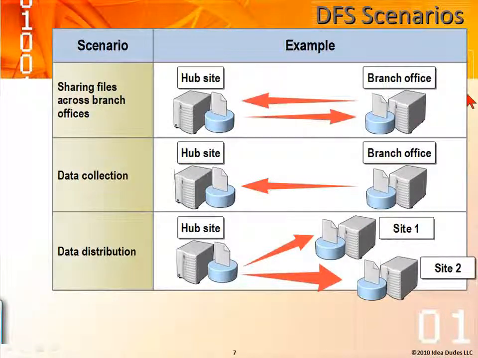So what are some of the DFS scenarios? Well, you can share files across a branch office, which is called a hub site. You have the hub, which is going to be the central point of communications, and then a bunch of branch offices. It's called a hub and spoke. You have to have at least 3 or more to provide a hub and spoke type of environment. Data collection is a hub site with branch offices again. And then data distribution, where we take a hub site, which is our central, and push out the information to our other sites.